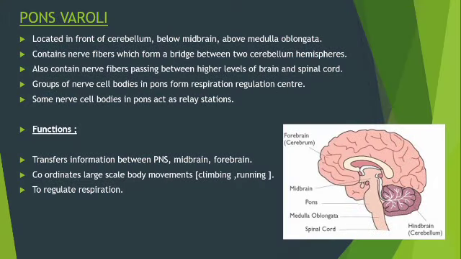Pons varolii. Pons varolii is located in front of cerebellum, below the midbrain and above the medulla oblongata. It contains nerve fibers which form a bridge between two cerebellum hemispheres, and also it contains nerve fibers passing between the higher levels of the brain and spinal cord. Groups of nerve cell bodies in the pons varolii form centers that regulate respiration. Some nerve cell bodies in the pons varolii can act as relay stations.